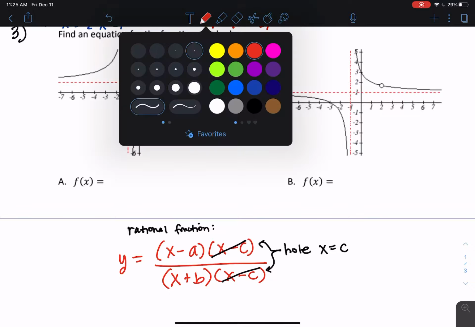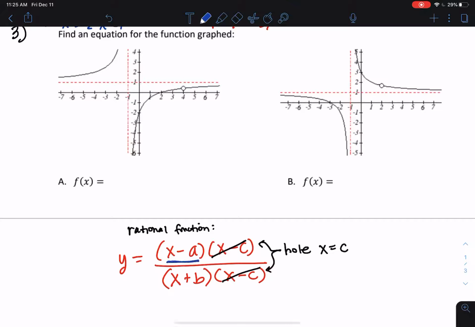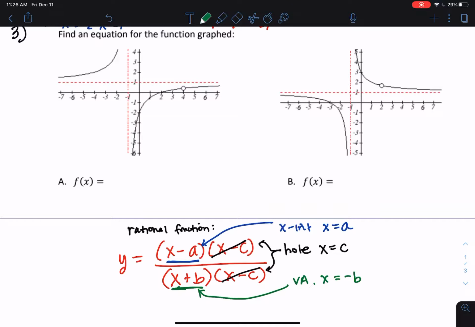Whatever's left over in the top will give us our x-intercept. So if I have x minus a left in the numerator, then that means I have an x-intercept at x equals a. Notice that I'm flipping the sign. And anything that's left in the denominator will give me a vertical asymptote. So I have a vertical asymptote at x equals, again, flip the sign, negative b. So once I know how to line up x-intercepts, holes, and vertical asymptotes, we can do these problems really easily.